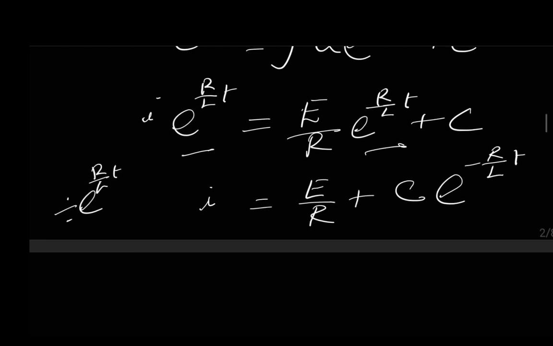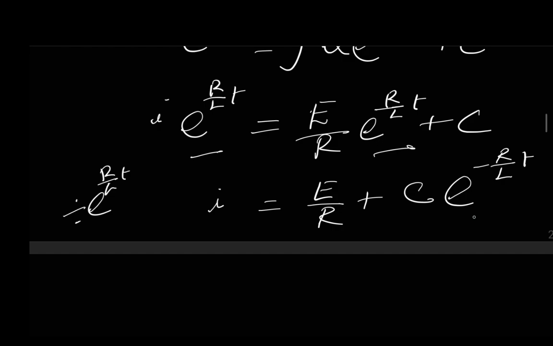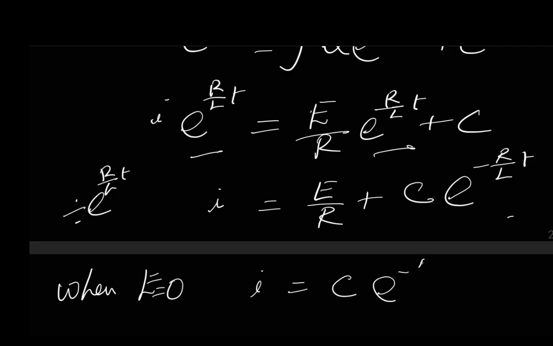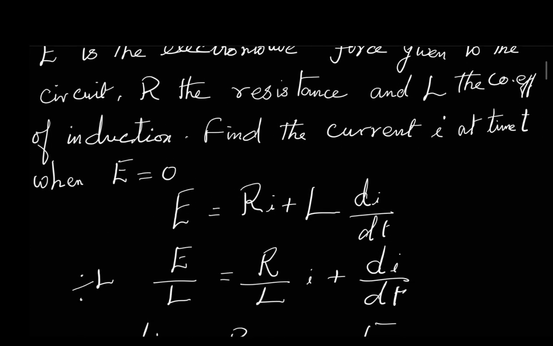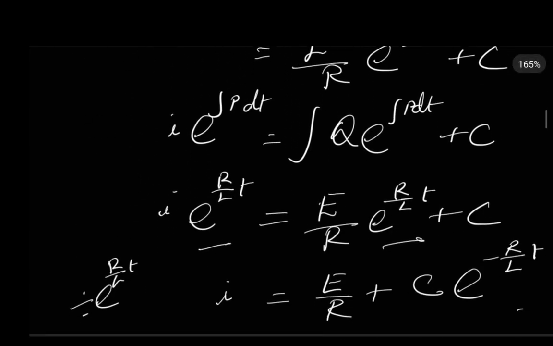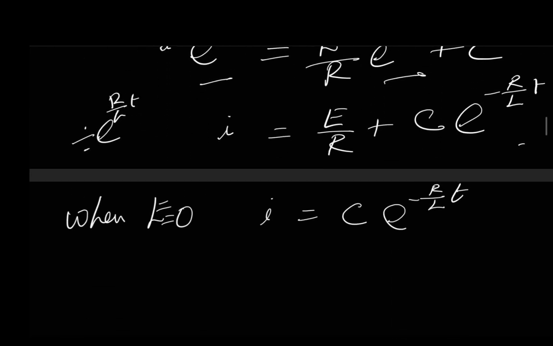The question they ask you: find the current I at time t when E is equal to 0. This is the equation, current I at time t. When E is equal to 0, replace E as 0. So I is equal to, this fully you will get 0, C into e power minus R by L into t. So this is the answer. Find the current I at time t when E is equal to 0. I hope you understand this.